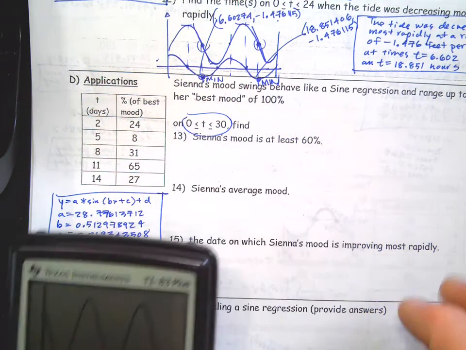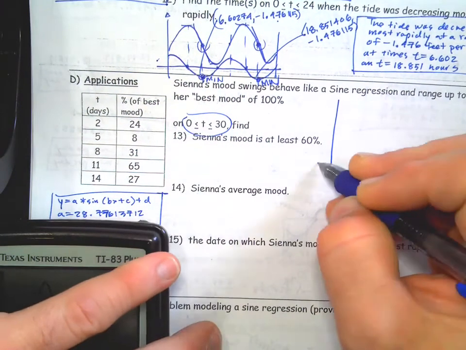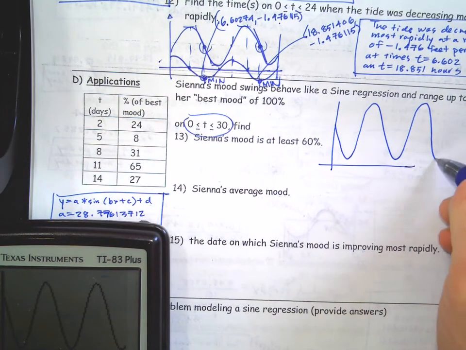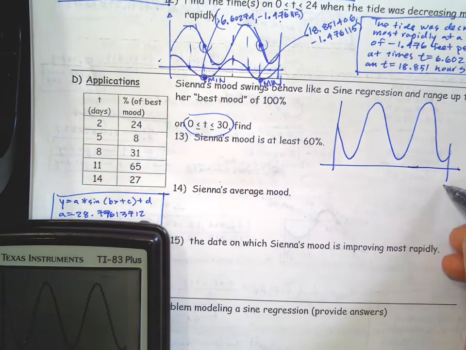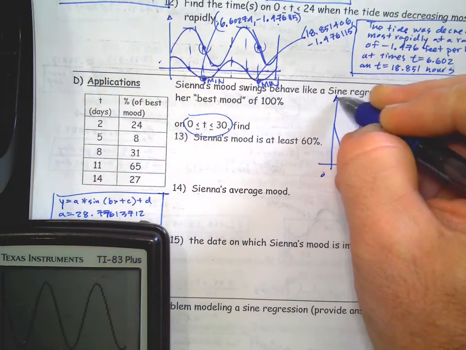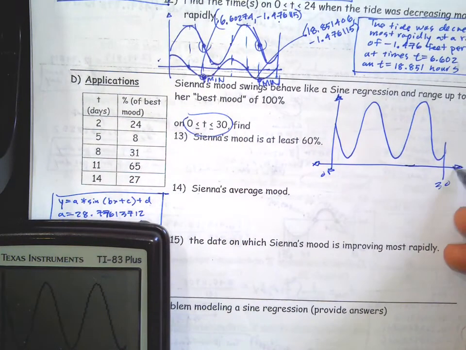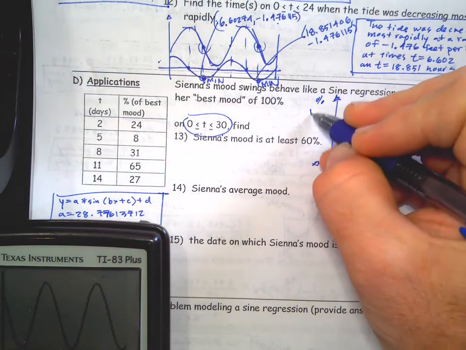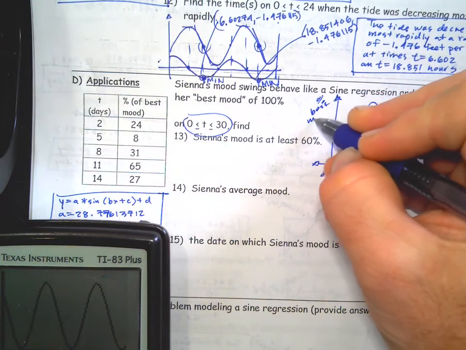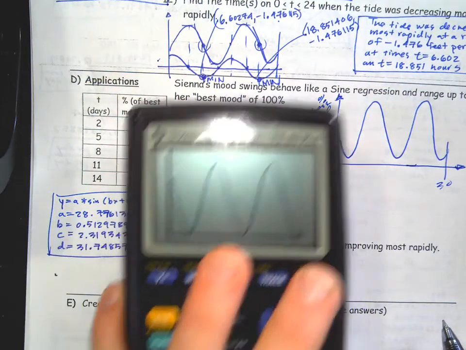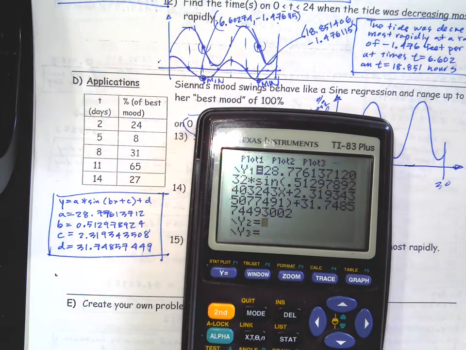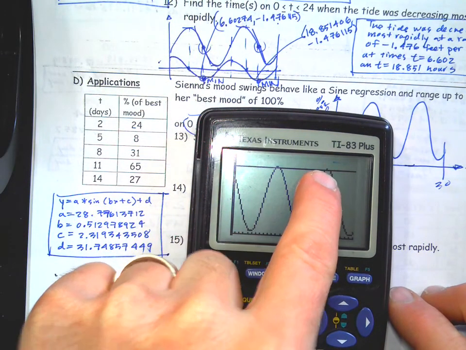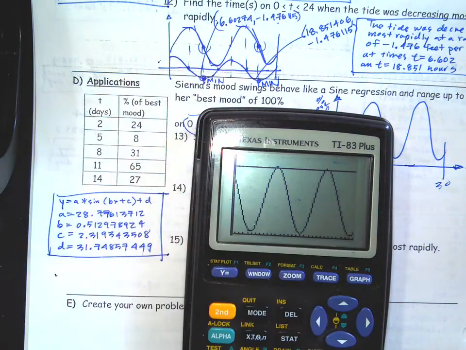Let's draw a sketch of the graph. So the graph looks like that. 0 to 30, arrows. All right, so this is time, this is percent mood, best mood. Okay, so we want at least 60. So let's graph y equals 60 on this graph. Ooh, that's close, but it looks like it does go through it, right? But I really want a closer view just so I can make sure I select things right.